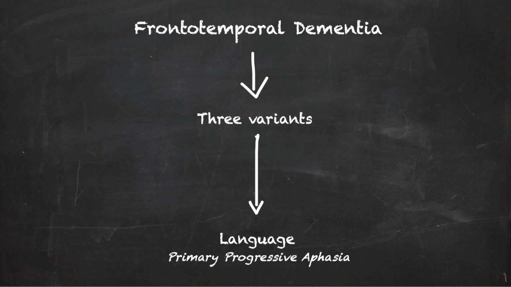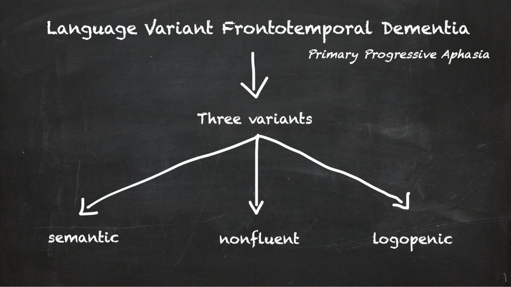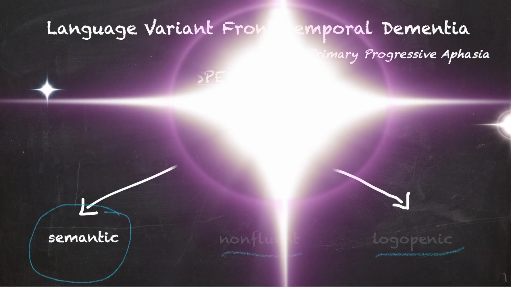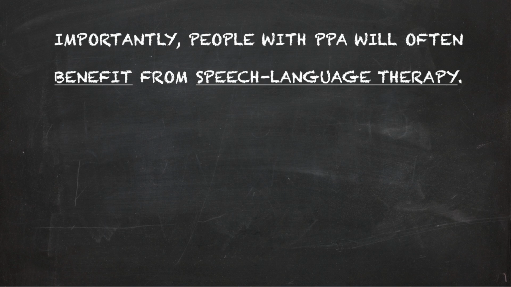There are three types of PPA: semantic variant PPA, non-fluent variant PPA, and logopenic variant PPA. If someone with FTD has PPA, they are most likely to have the semantic variant PPA, but they can also have the other variants. Importantly, people with PPA will often benefit from speech-language therapy.